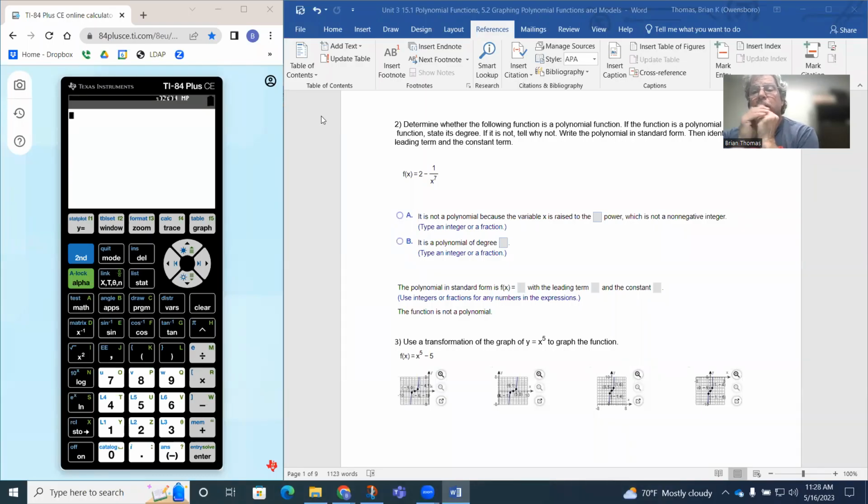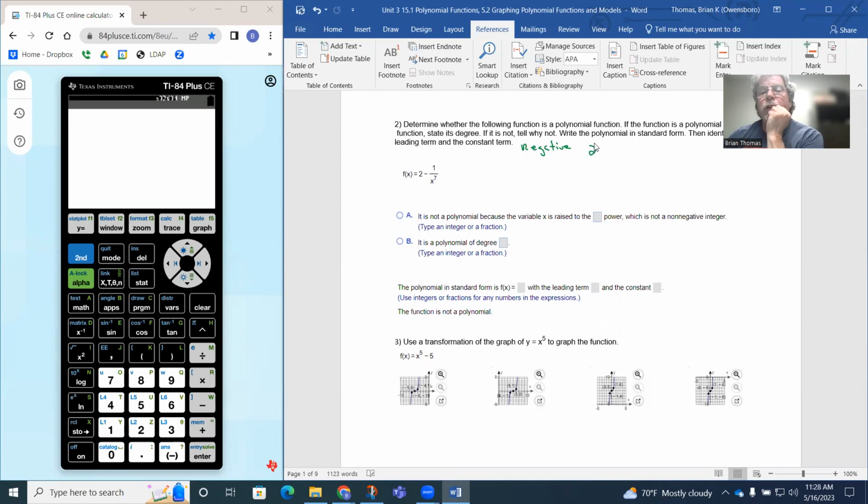So to determine whether the following function is a polynomial function, if the function is a polynomial function, state its degree. If it's not, tell why not. So again, we will write the polynomial in standard form if it is, and then identify the leading term and the constant. Some things to also pick up on is what does a negative exponent do?